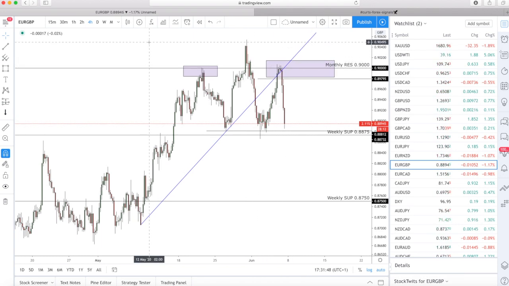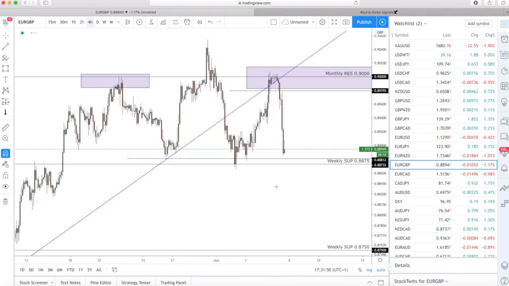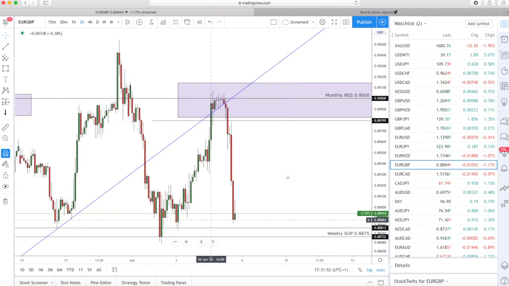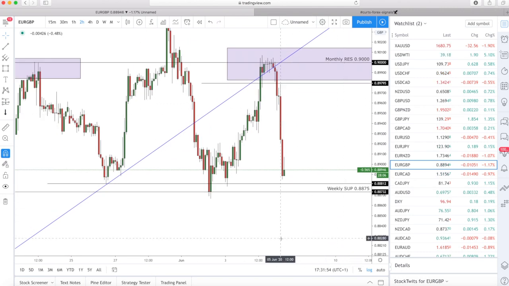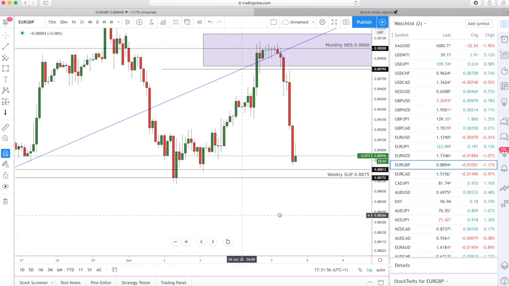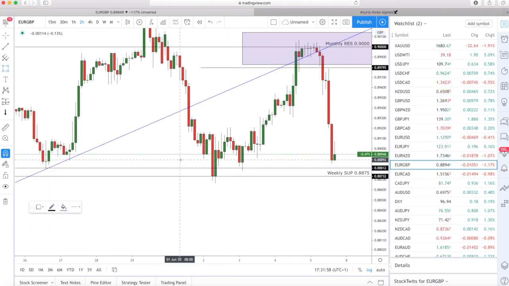But let's drop down to the 2 hour now and see what I was seeing. So this is where I'm incorporating candlesticks and candlestick patterns. So right here, what do you see? You see this inverse head and shoulders. So this left shoulder, this head, and this right shoulder.